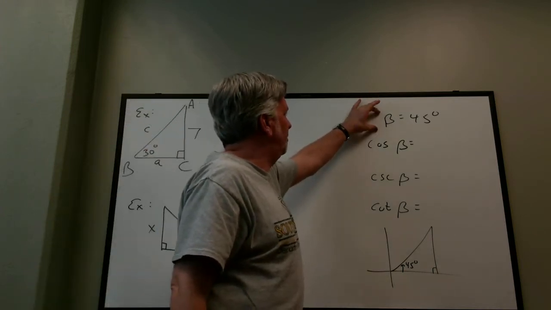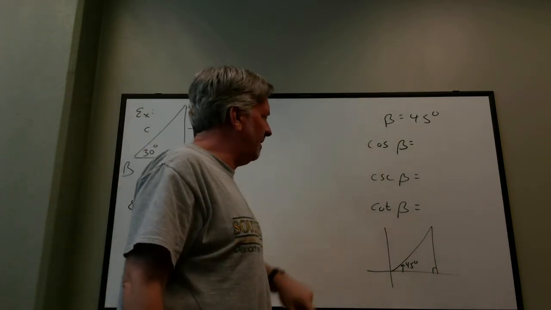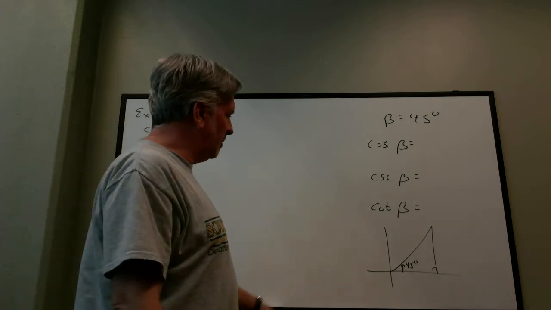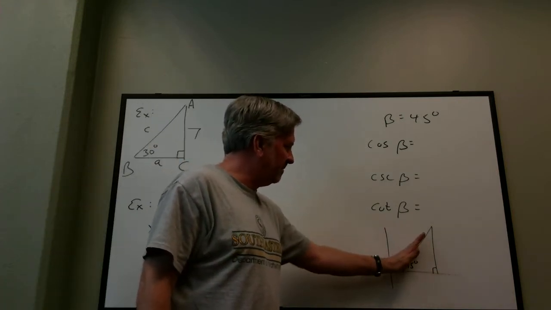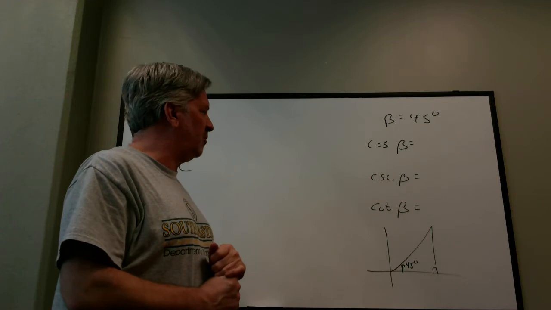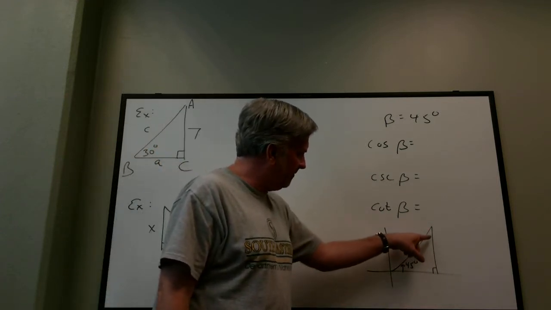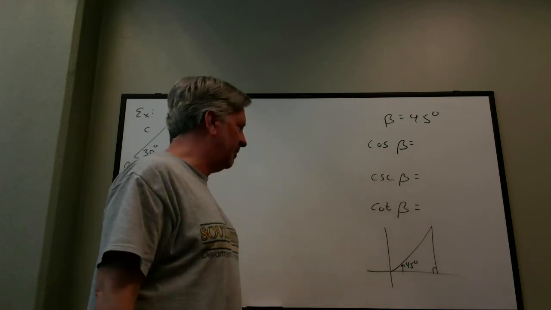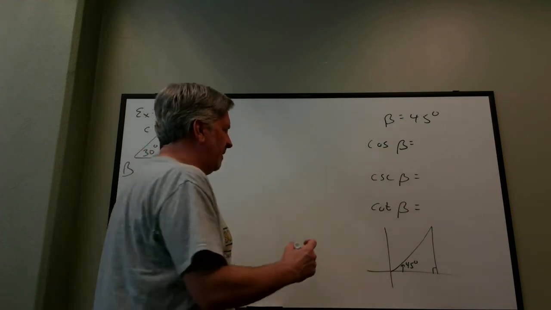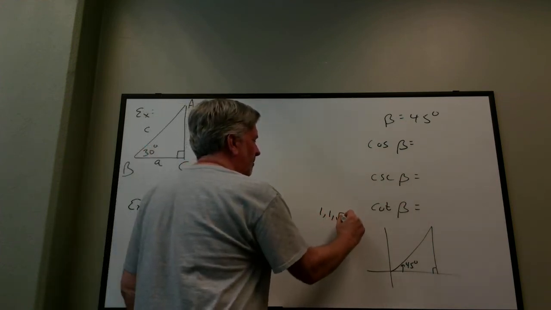Beta is 45 degrees. Find cosine and cosecant and cotangent of beta. So we'd sketched the picture of 45 degrees. The terminal side stops in the first quadrant. Well, this is one of our special triangles, right? If this is 45 degrees, the angle up here will be 45 degrees. What are the numbers that go on this special triangle? 1, 1, square root of 2.